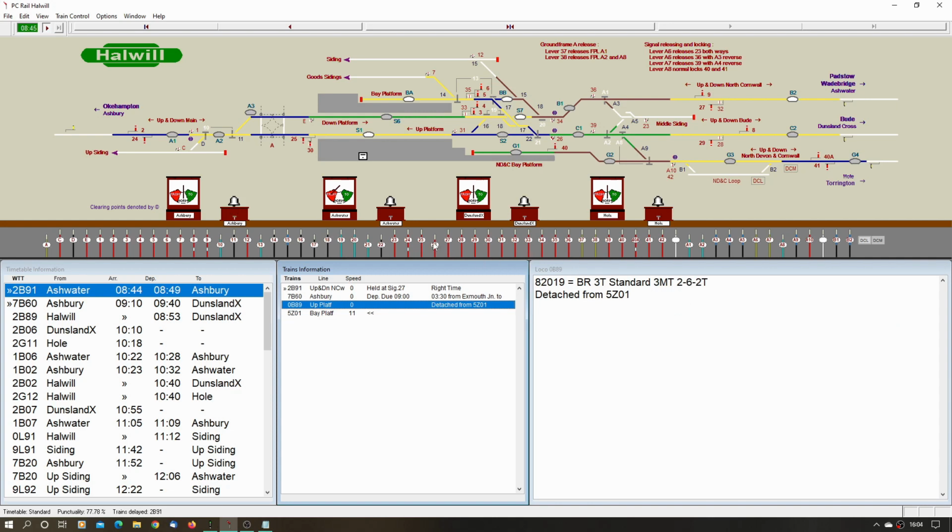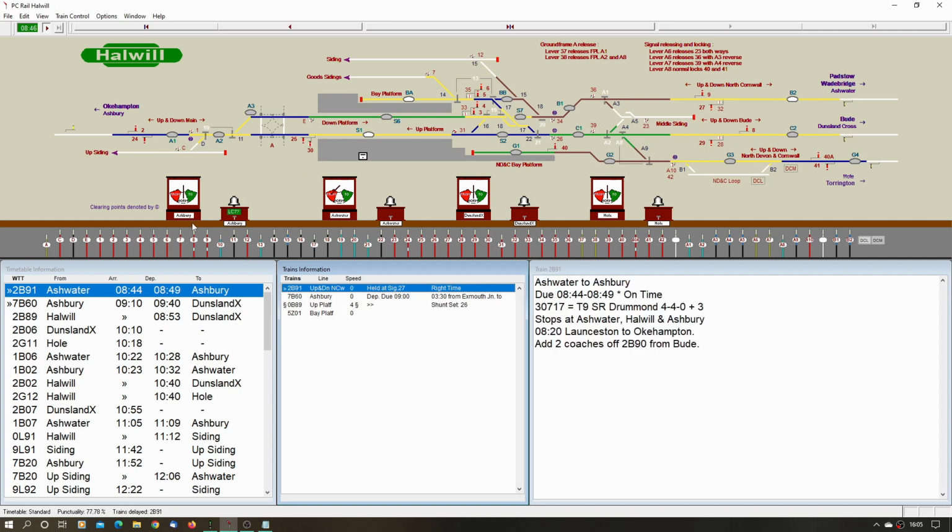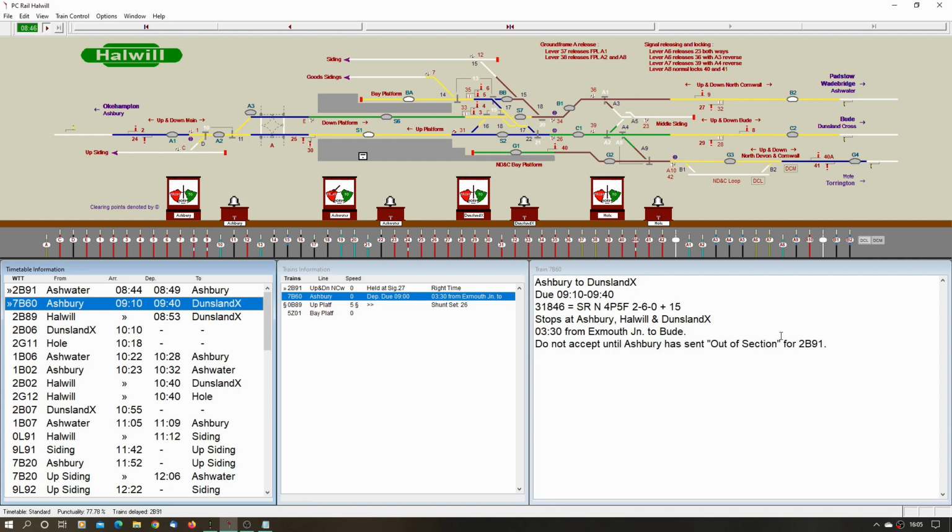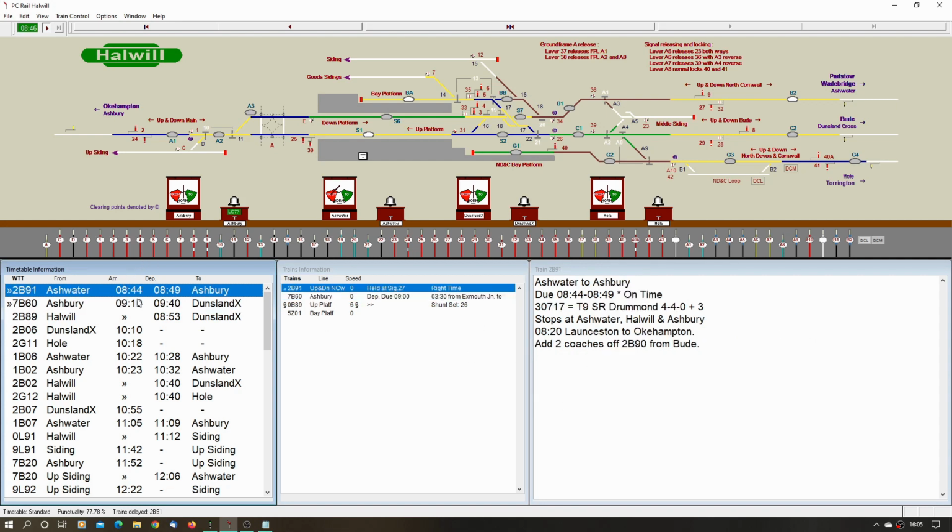Right, I'll put 26 back. Can 21 go back? Yes. Can 22 be cleared? Yes. And 31. Let's get this locomotive out of the way. So again, shunt to 26. I'll probably leave that locomotive there at 26 until this passenger train's at least in the station. And we've still got this class 7, which is, again, we've got to wait for 2B91 to get there.